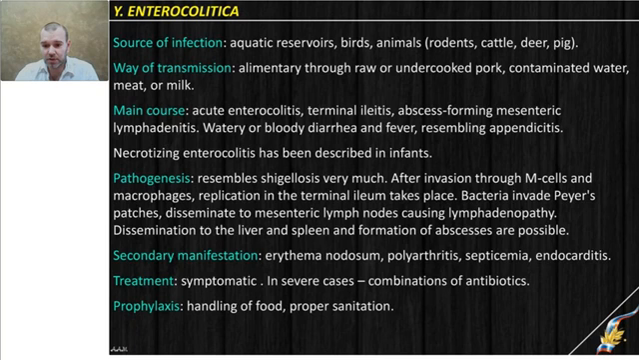Again, invasion occurs through M cells, macrophages are involved, and bacteria replicate in the epithelium, invade Peyer's patches, and disseminate to mesenteric lymph nodes, and lymphadenopathy in Peyer's patches can be observed. Rarely, bacteria can disseminate to the liver and spleen with formation of abscesses. In the usual way, the disease is limited to the intestine only.